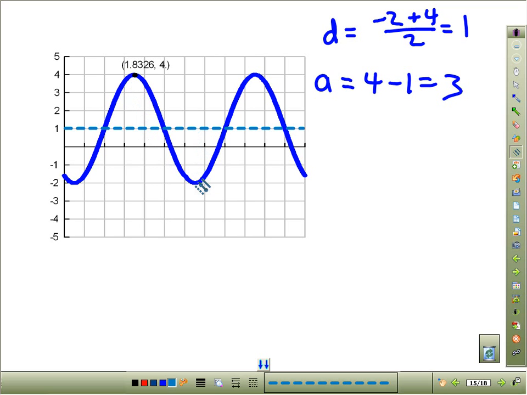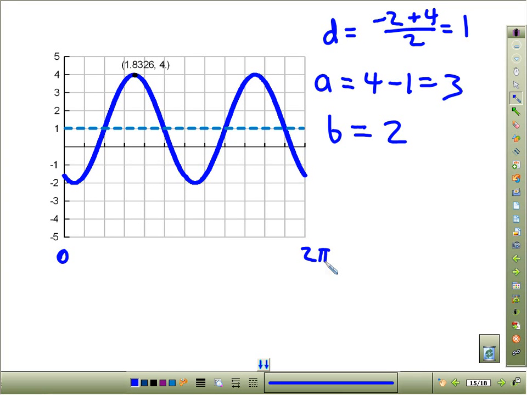What is B? Well, what is B? Just look at the graph. What is B? 2. B is 2. Remember, all you've got to do in general is just count those humps. And look, here's 1 and 2. Oh yeah, that's right. This goes from 0 to 2 pi. Okay. Does everybody see that?